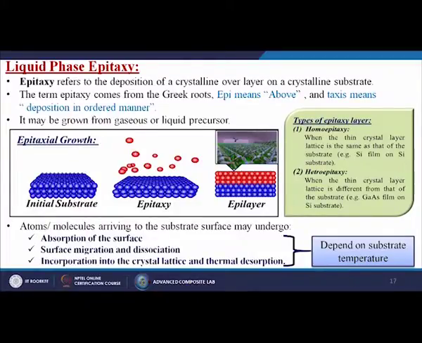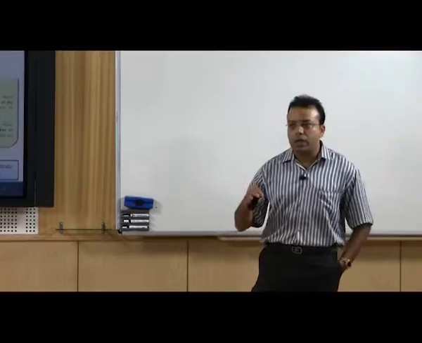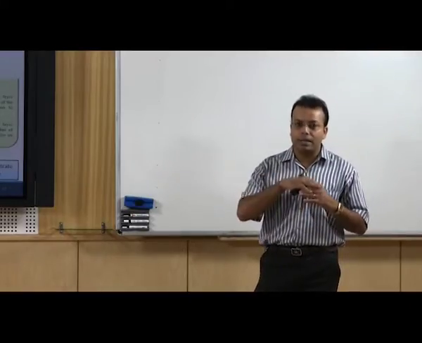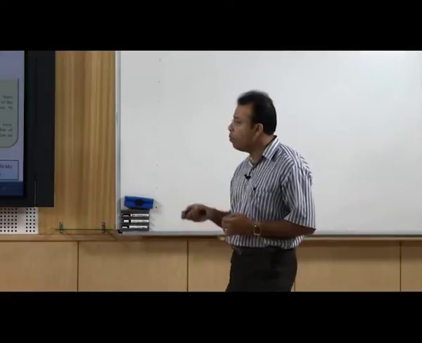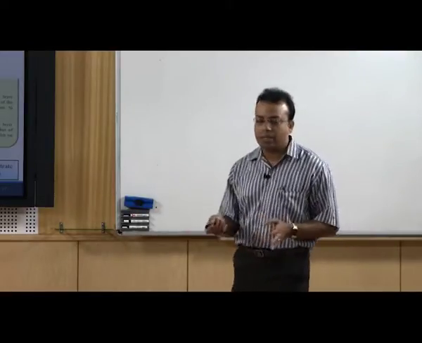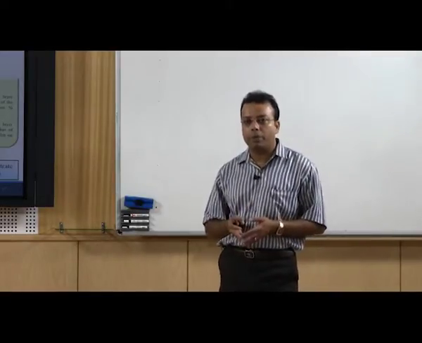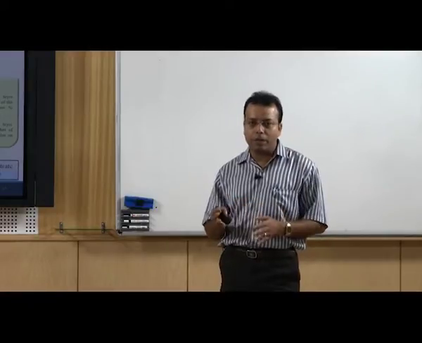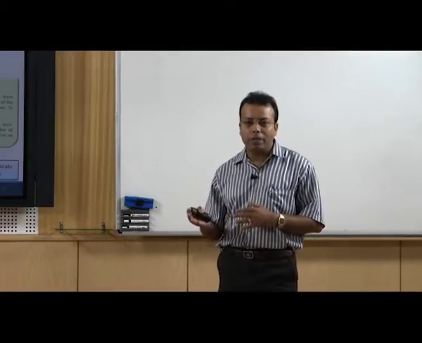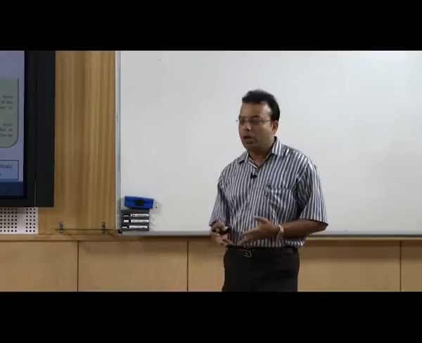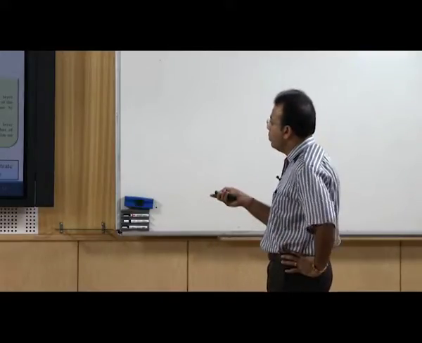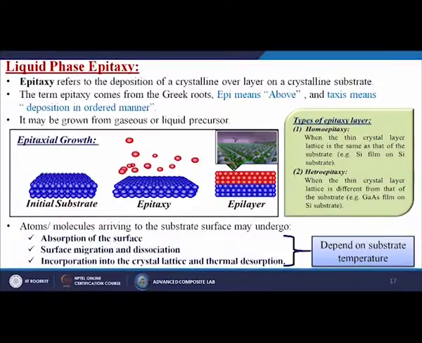In homoepitaxy, the thin crystal layer lattice is the same as that of the substrate, for example a silicon film on a silicon substrate. That means whatever the base material we use, the coating material is the same. That is why it is called homoepitaxy, and heteroepitaxy is the vice versa. Here the substrate material and the coating material are different, for example a gallium arsenide film on a silicon substrate.